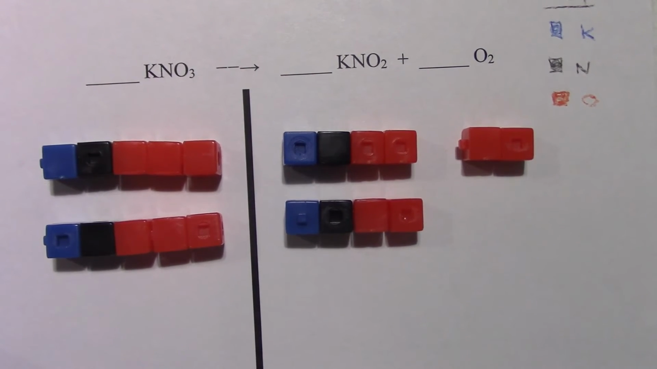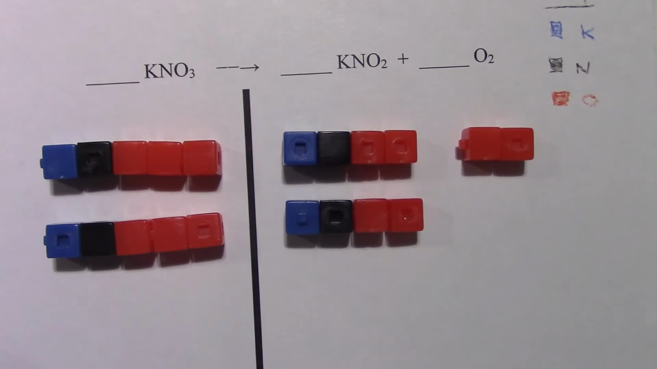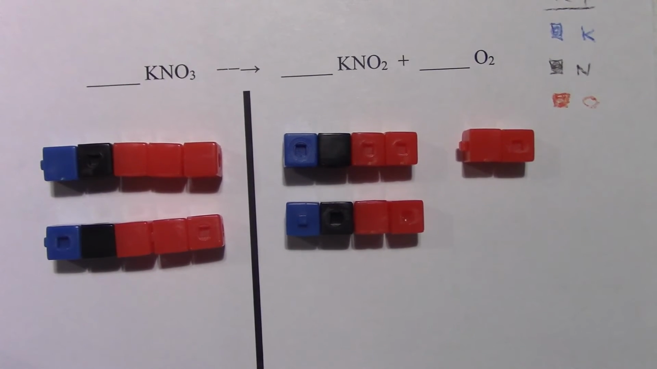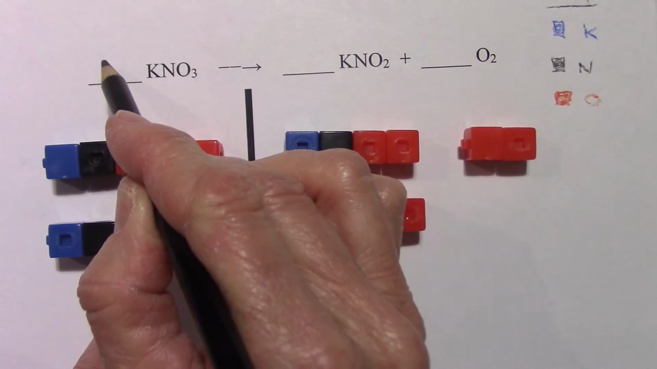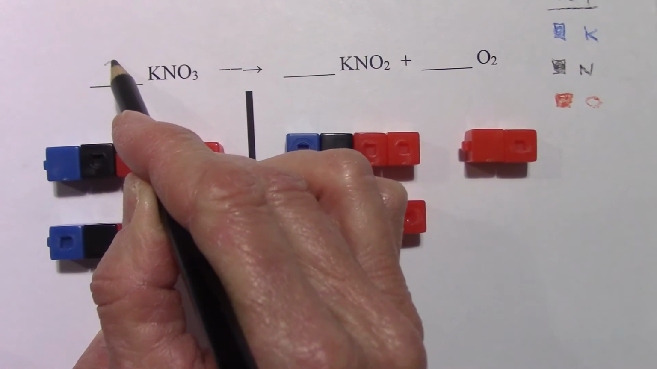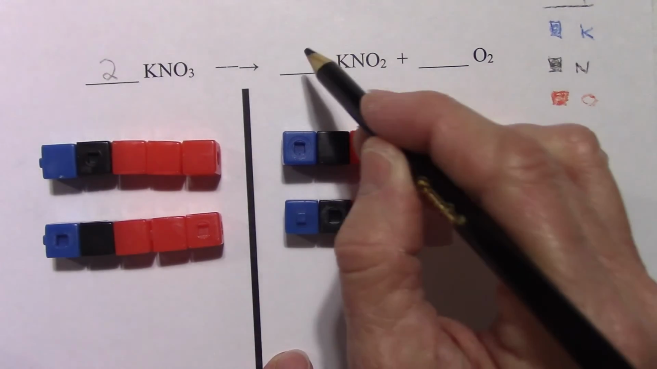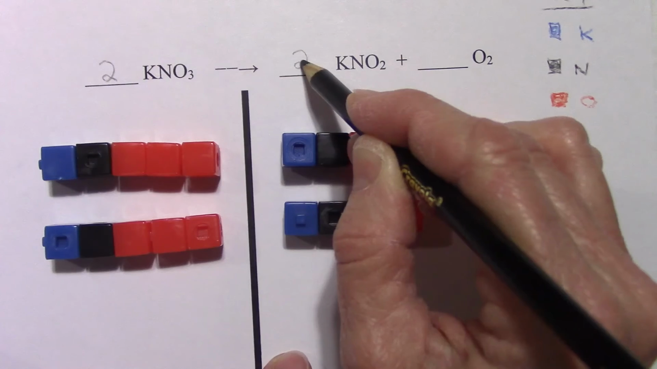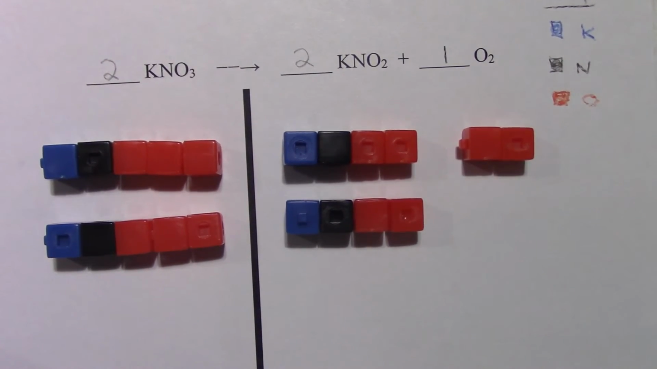But notice what I was thinking when I was looking at that: I had groups of 3 atoms. So I know I need to have at least an even number of groups so that I can get my numbers for my oxygen to work out. So when I go to write the coefficients, those are the numbers in the front, just like they are in algebra. I have 2 molecules of potassium nitrate, 2 molecules of potassium nitrite, and 1 molecule of oxygen.